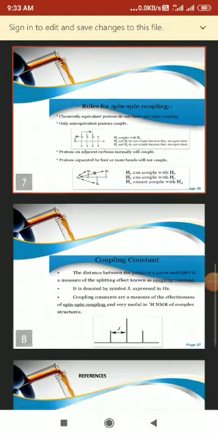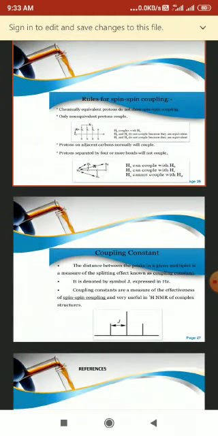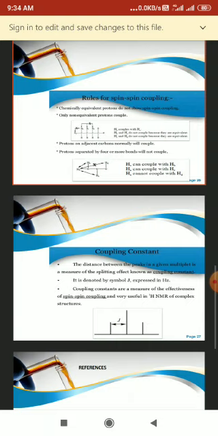Now we will see the coupling constant. The distance between the peaks in a given multiplet is a measure of the magnitude of the splitting effect. It is referred to as the coupling constant and is denoted by the capital letter J. The numerical value of J is expressed in Hertz or CPS. Unlike chemical shifts, the values of J are independent of the applied field strength and depend only upon the molecular structure.